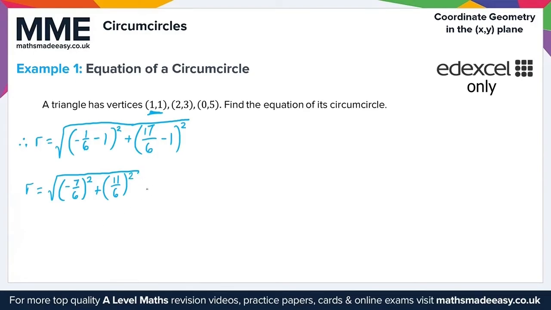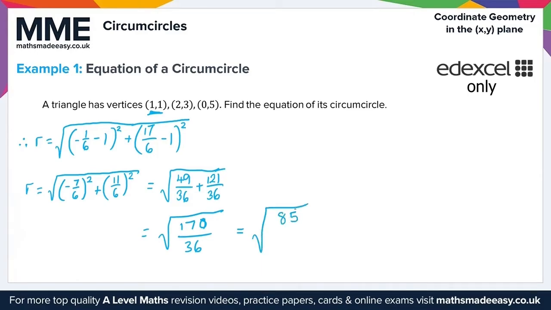So in that case, if we just keep simplifying here, this is equal to 49 over 36 plus 121 over 36. So in that case, this gives us the square root of 170 over 36. So this is 170 over 36, which we can write as the square root of 85 over 18, which we can also write as the square root of 170 over 6 there. Okay, taking the square root of the numerator and the denominator separately there.